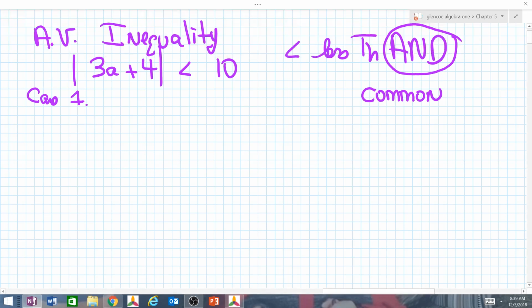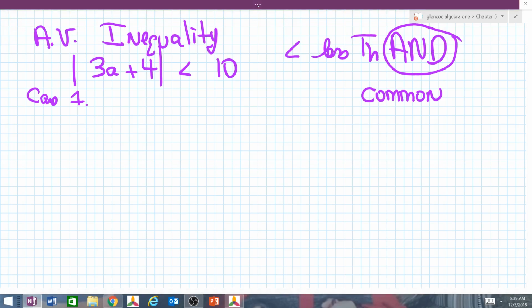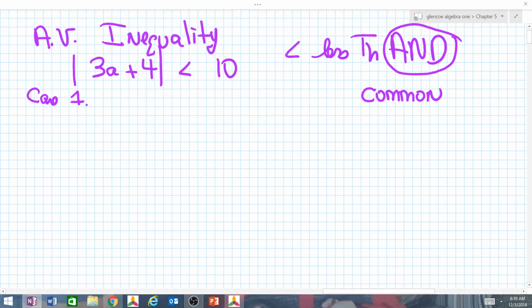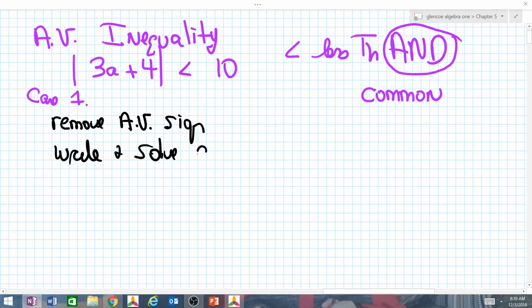I just want to erase this so I have plenty of room. So when solving an absolute value inequality, case 1: remove the absolute value sign, write and solve as is. So this is going to be 3a plus 4 is less than 10. Are you with me? Yes?